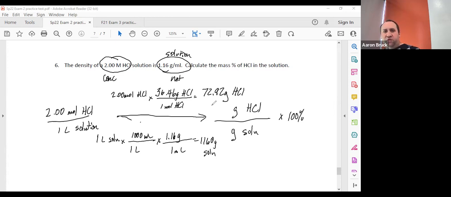So if I put those 2 values into my equation, 72.92 grams of HCl divided by 1,160 grams of solution, and I multiply that by 100%, I would get, to 3 significant figures, because there are only 3 in the denominator here, 6.29% HCl.